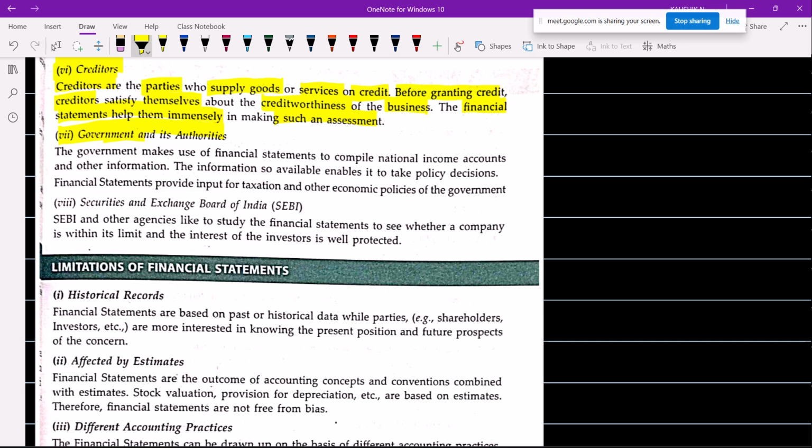Government and its authorities. Make it fast. We still have two more points with which we'll close today's concept. Sir, I will read. Please.